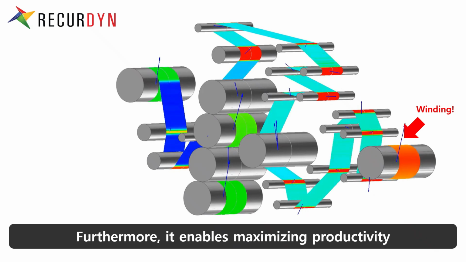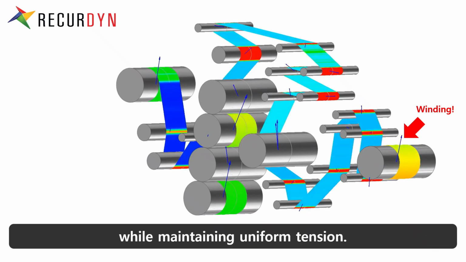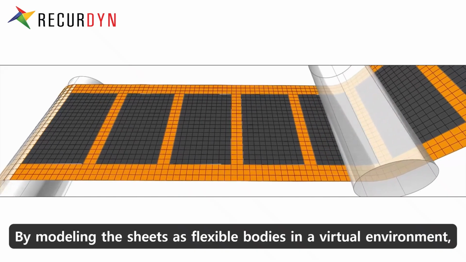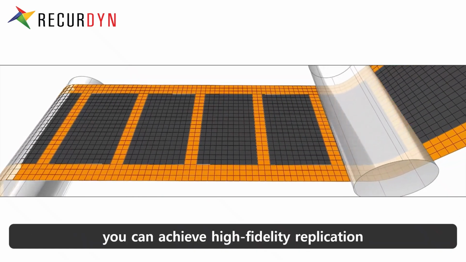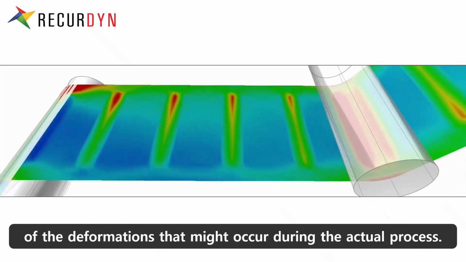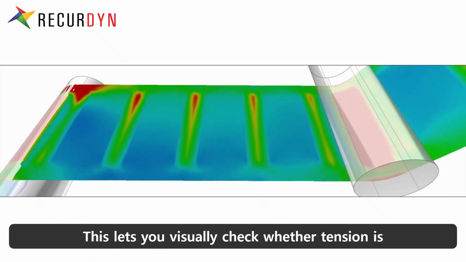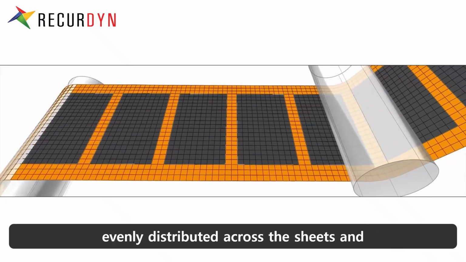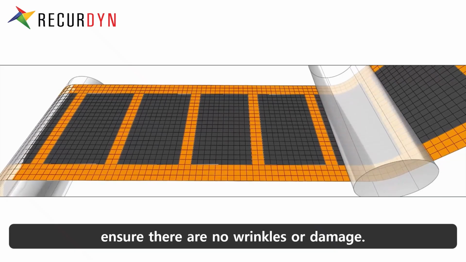Furthermore, it enables maximizing productivity while maintaining uniform tension. By modeling the sheets as flexible bodies in a virtual environment, you can achieve high-fidelity replication of the deformations that might occur during the actual process. This lets you visually check whether tension is evenly distributed across the sheets and ensure there are no wrinkles or damage.